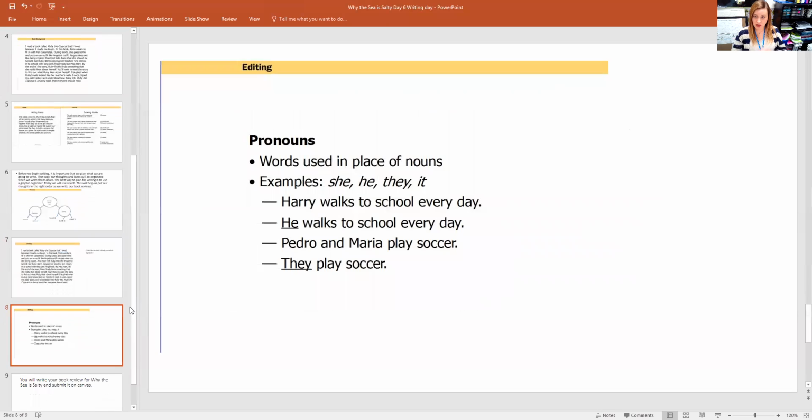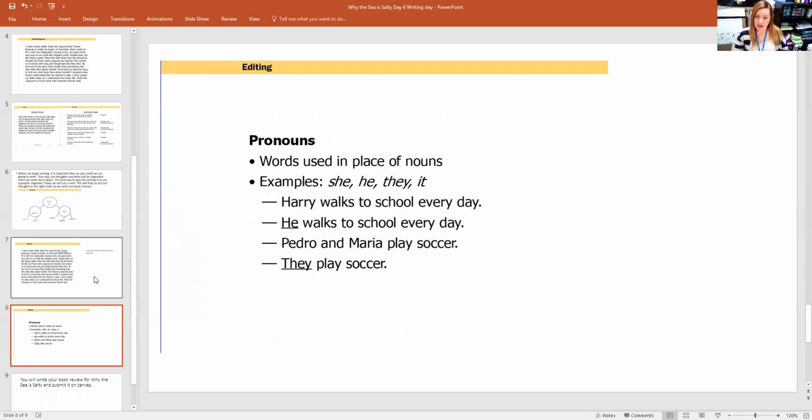Okay, and also pronouns. Pronouns are just words used in place of nouns. For example, she, he, they, it. Harry walks to school every day. So instead of saying Harry, they say he walks to school every day. Here's another one. Pedro and Maria play soccer. They play soccer. So we're just replacing the names with a pronoun. The reason why you want to do that is so you don't repeat words as much. If you kept saying Harry did this and Harry did that and Harry did this and Harry did that, it might get a little boring. So that's why you replace it with pronouns.